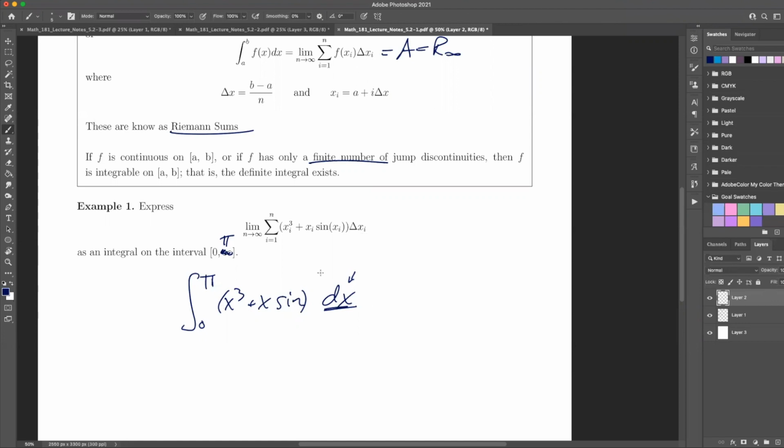I'll show you how to do this. Basically, you just take the antiderivative of this, evaluate it at pi and evaluate at 0, but we don't do that until 5.3. And that's how you write all of these out as solutions.